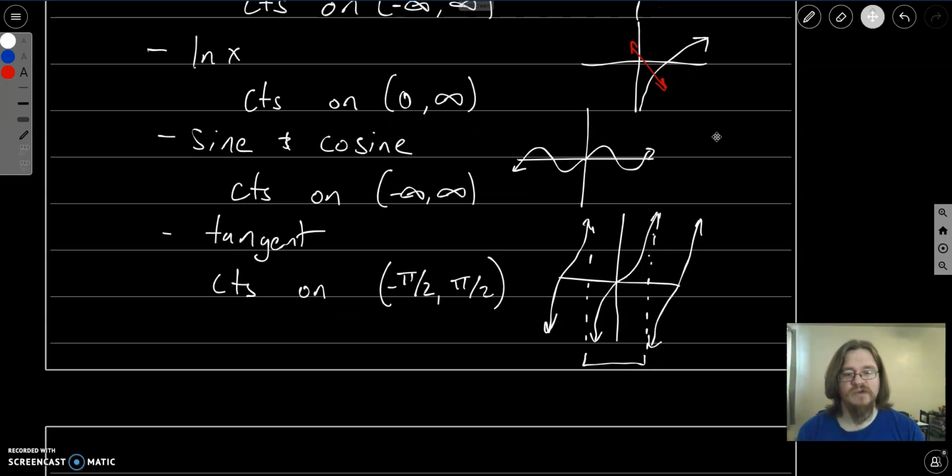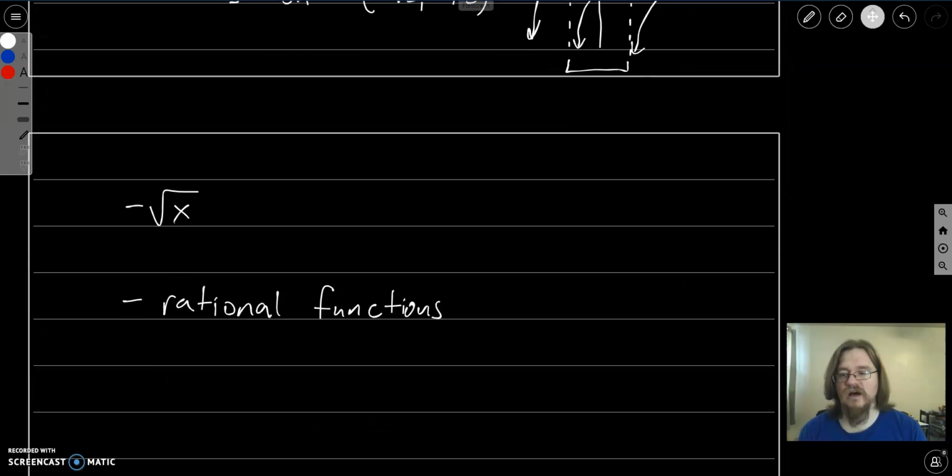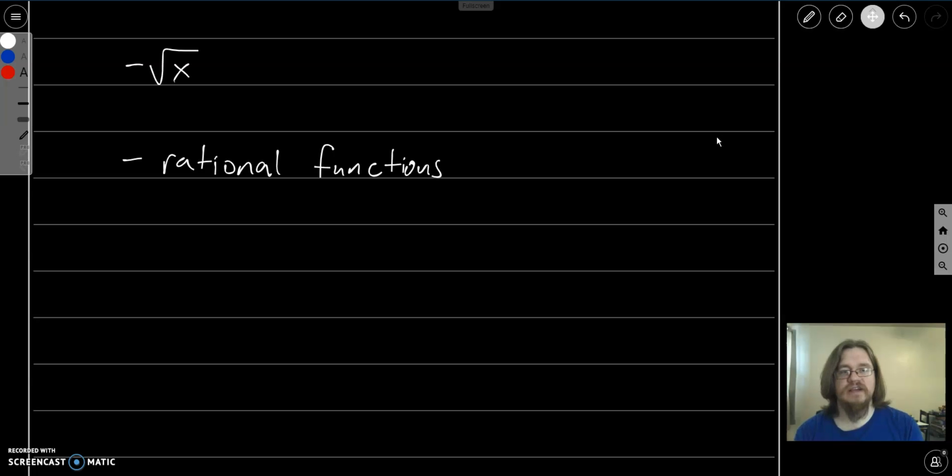Tangent, we do have some discontinuity in there when we go up to infinity and we have to jump down and come up from negative infinity. Clearly, when we're jumping down, this is going to be discontinuous there. And I want to look at these last couple functions.